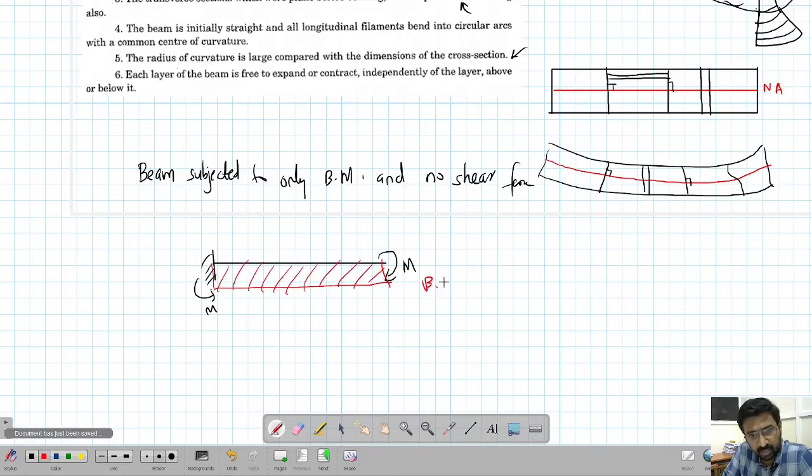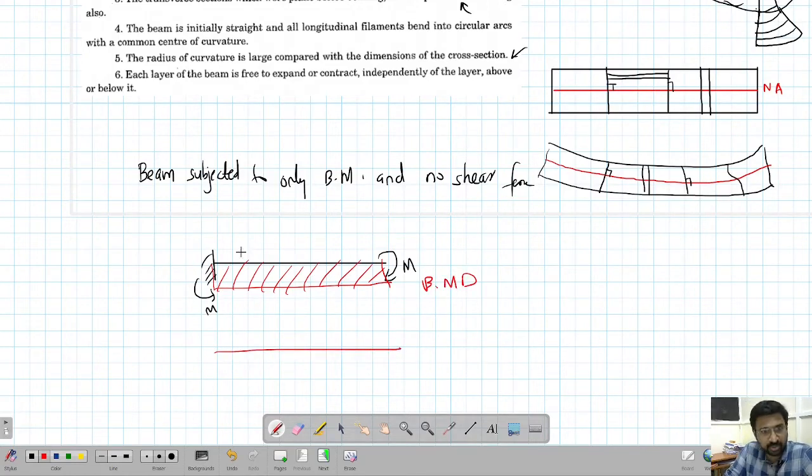Okay, this is the bending moment diagram. In the shear force diagram, there will be no shear force, because there is no shear in this beam. You can assume that there is a shear force and use vertical equilibrium. Vertical equilibrium tells me that V equals 0. There is no vertical force in the beam, so there is no vertical shear or reaction. So there is no shear force.